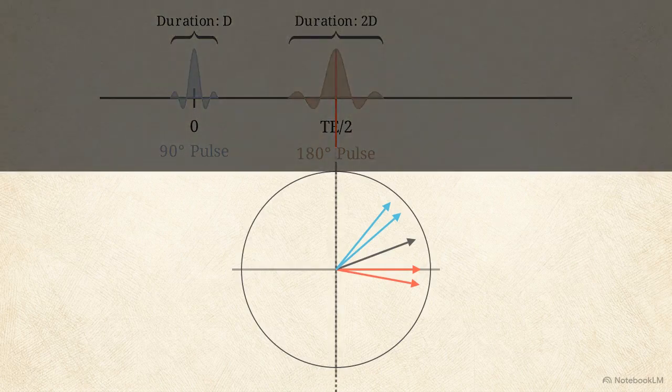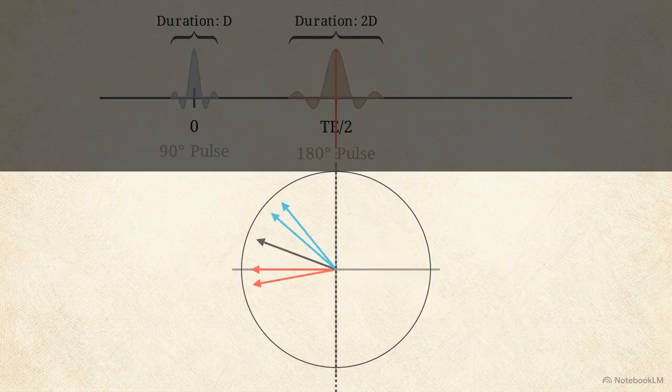Every fanned-out vector is instantly rotated 180 degrees across the axis. The result is a complete geometric reversal. The fast, red leader vectors have essentially been teleported to the back of the pack. Conversely, the slow blue lagger vectors are now physically positioned at the front.